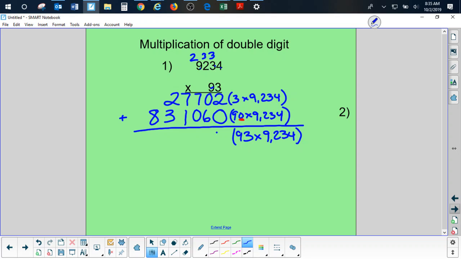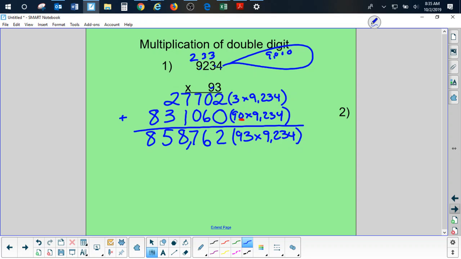2 plus 0 is 2. 0 plus 6 is 6. 7 plus 0 is 7. 7 plus 1 is 8. 3 plus 2 is 5. And then 8 plus nothing is 8. And we get our answer of 858,762.